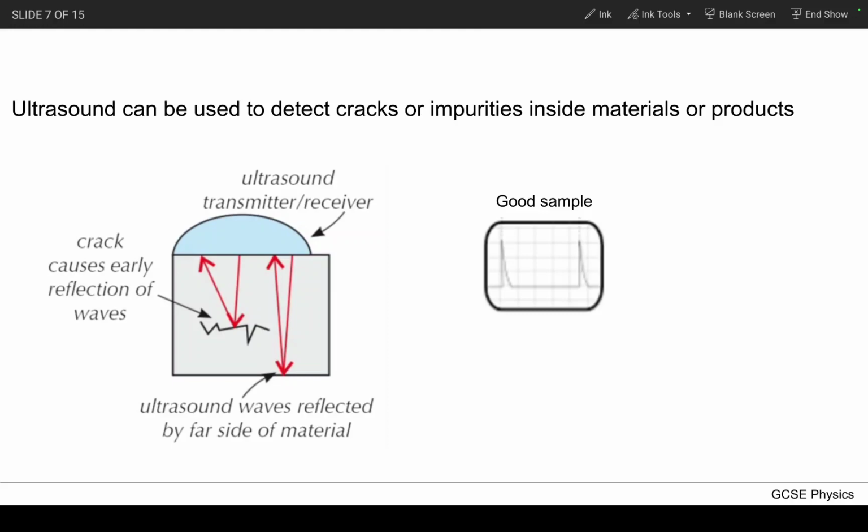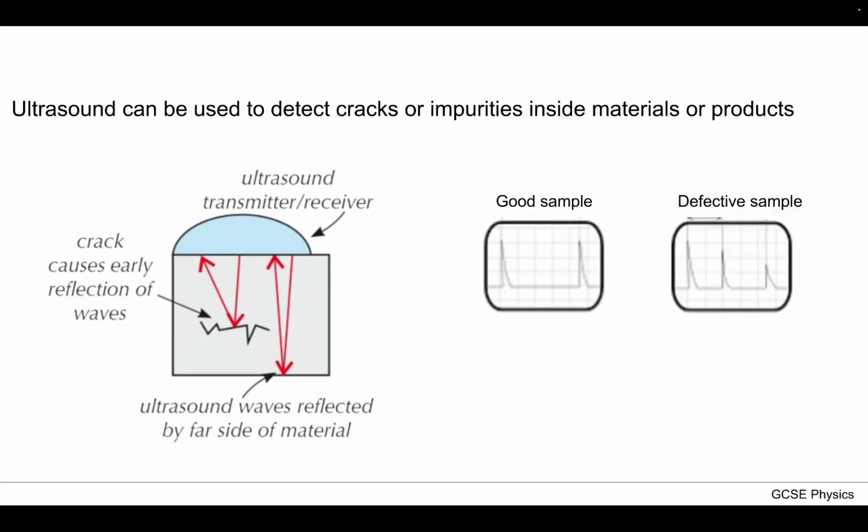So the first peak on the left hand side is the transmission, and the one on the right hand side is the reflection from the back of the block. A defective sample might look like this. So you've got the initial wave being transmitted, then you've got quite a significant wave there, which means that quite a lot of the ultrasound is being detected, so it's been reflected back. So that indicates that the crack could be quite severe, and then some of the wave will transmit through the crack, hit the back wall of the block, and then you'll get that reflection as well.